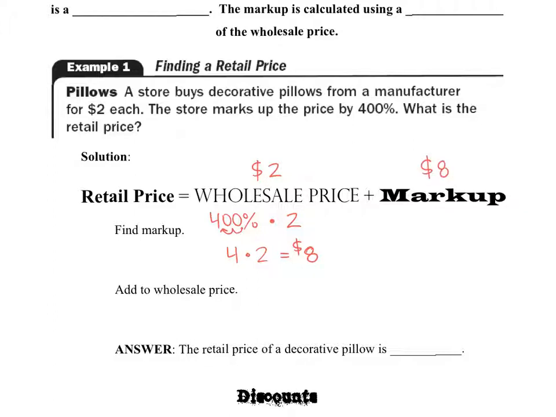Now, you've got to be careful. $8 is not the answer to your problem because the answer to your problem asks for the retail price. And so the last step I have to do is add the wholesale price to the markup. And so the retail price, in other words, what the store is going to sell the decorative pillows for, is $10.